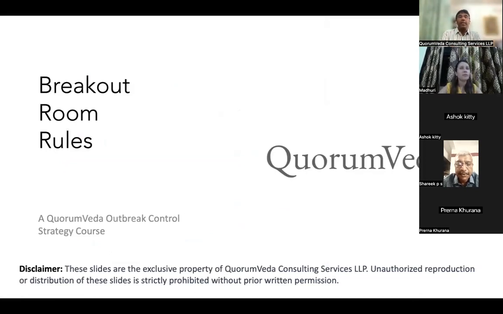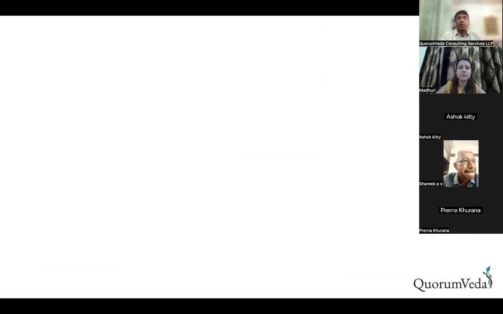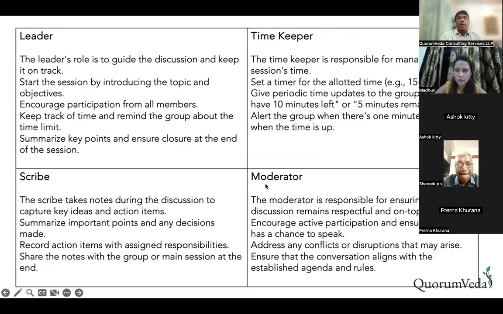You're all familiar with the breakout room rules now. Every breakout room will have a 1 to 2 minute introduction, 5 to 15 minutes of discussion, a wrap-up session, transition, and then the discussion in the common forum. Each breakout room will have a leader, a timekeeper, a moderator, and a scribe to facilitate the process.